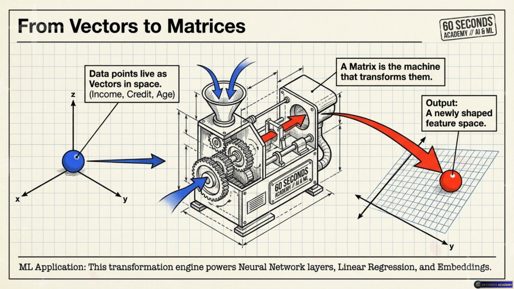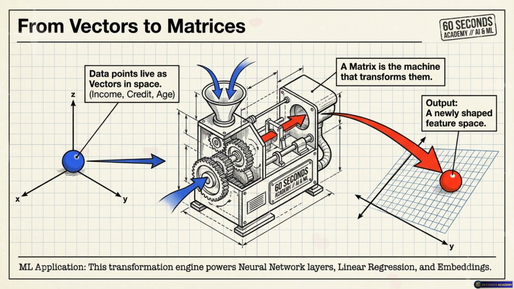Let's set the stage and recap what we know. Imagine you are building a predictive system for a bank, and you are working with a customer vector. You have 3 basic features: income, credit score, and age. Say $80,000, a score of 732, and an age. If you plot this, it's really just a single point. Exactly. It's a single point floating in 3D space.